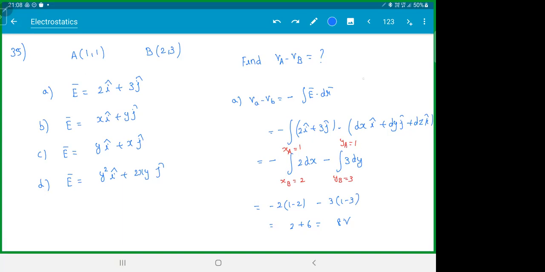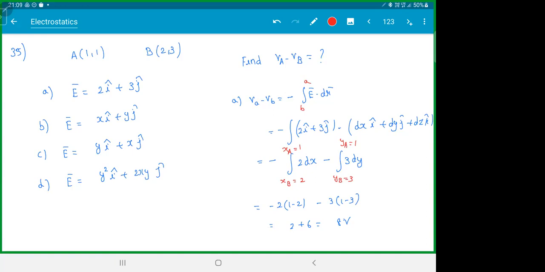Anyone has a doubt in what I did here, please ask. Remember, what we did here is VA minus VB, meaning final, initial. So A is final, B is initial. That is the meaning of VA minus VB. So the limits will be A upper limit, B lower limit. That is one thing people generally get confused about. So be careful. That will mess up the whole sign.